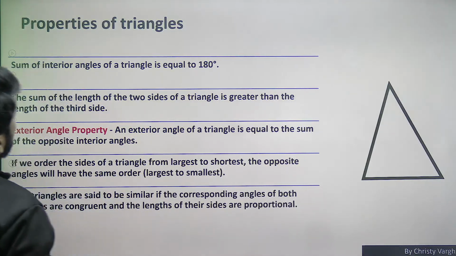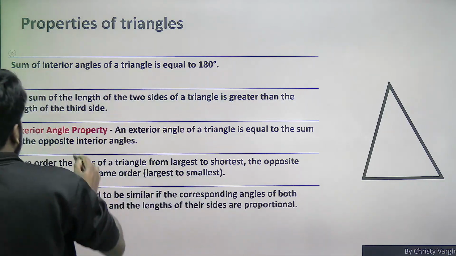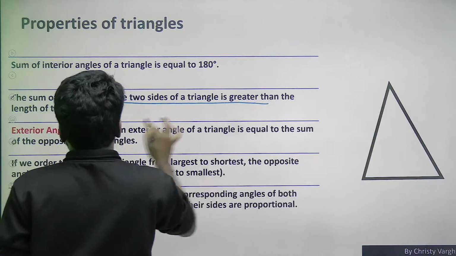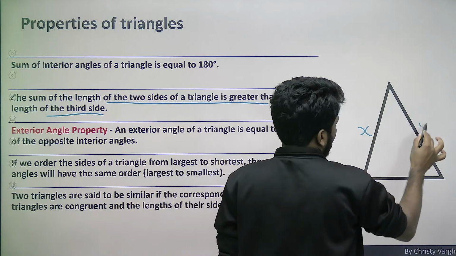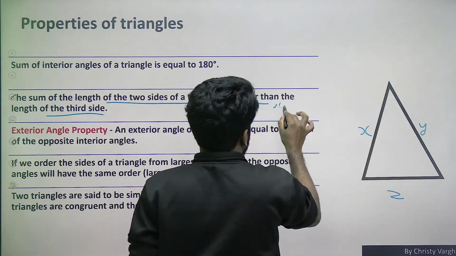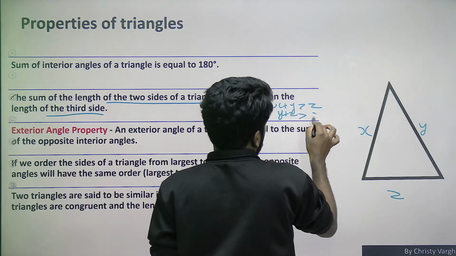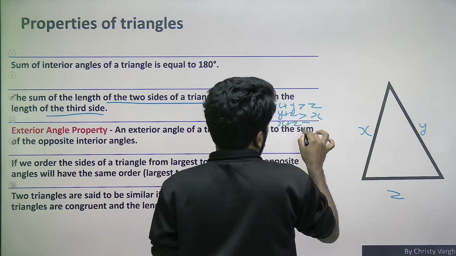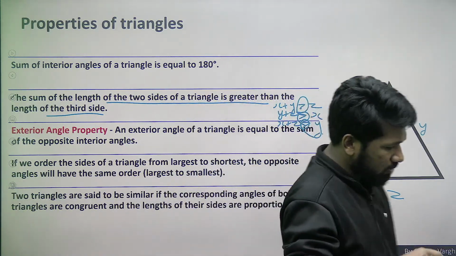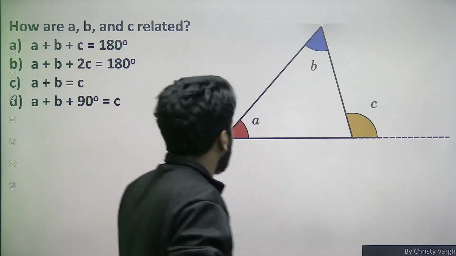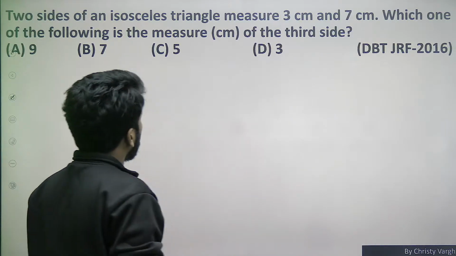So the sum of interior angles of a triangle is 180 degrees, that we already discussed. Sum of interior angles of any polygon we discussed. The sum of the lengths of two sides of a triangle is greater than the length of the third side. That is a very important property. If the sides are x, y, z, this property says x plus y should be greater than z, y plus z should be greater than x, x plus z should be greater than y. Strictly greater, equal to will not work. I will explain more about it by showing you a question. The reason why, I will also explain.